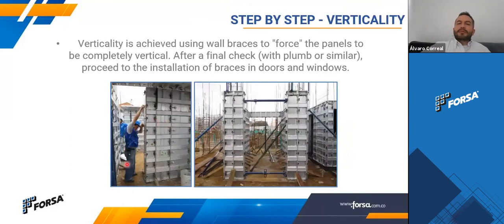Okay. In the last step, we talked about the horizontal alignment. Now we're going to talk about verticality. So you install these wall braces, the diagonal ones. You install them and you move them. So you move the wall, and once it's plumbed, then you fix it. And then you proceed with the installation of these braces for openings, for doors and windows. In that way, you guarantee the dimensions of these openings.